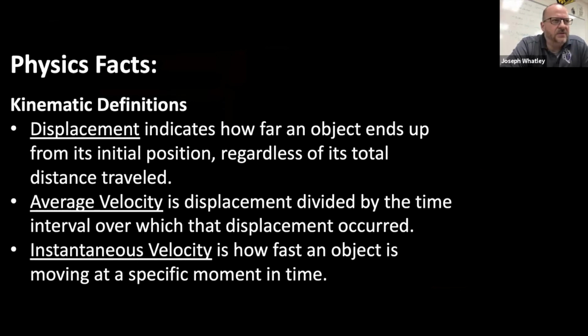Think about a long trip where you're passing cars, you're driving faster, then you have to slow down because there's a wreck on I-20, then you speed back up. You can average out and have an average velocity, but instantaneously you could have been going 75 miles an hour or 25 miles per hour. So that's the difference between the average and instantaneous.